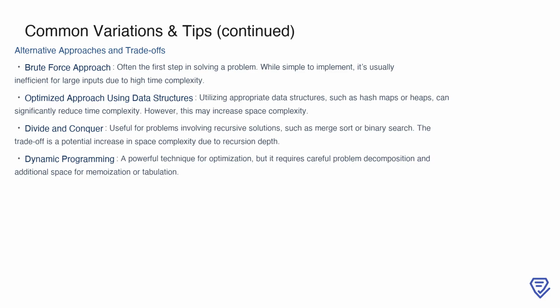For problems that involve recursion, divide and conquer can be a powerful strategy. Techniques like merge sort or binary search fall under this category, though you need to consider the potential trade-off of increased space complexity due to recursive calls. Dynamic programming is another advanced technique that provides a structured way to optimize solutions by breaking problems into subproblems. While highly effective, it requires careful decomposition and additional memory for storing intermediate results. Understanding these trade-offs will help you make informed decisions and tailor your approach to the problem at hand.